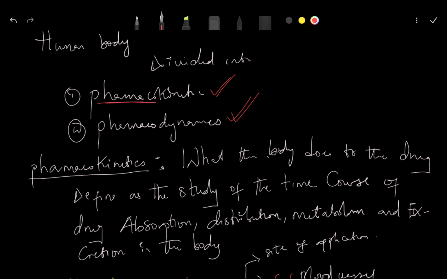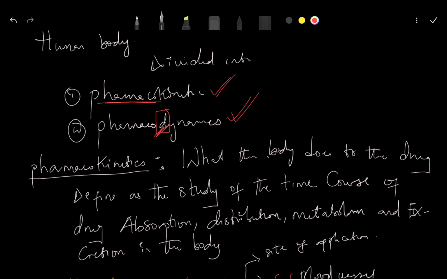What does pharmacokinetics broadly mean? It means what the body does to the drug. I believe you must have heard this definition before. What the body does to the drug. What of pharmacodynamics? Since you are seeing D here, it means what the drug does to the body. You get it now? So pharmacokinetics is what the body does to the drug.